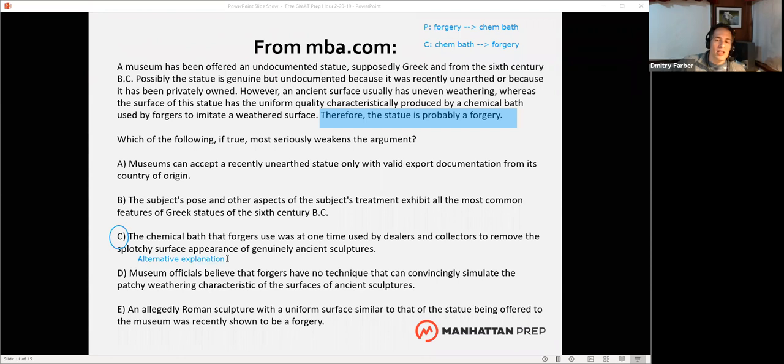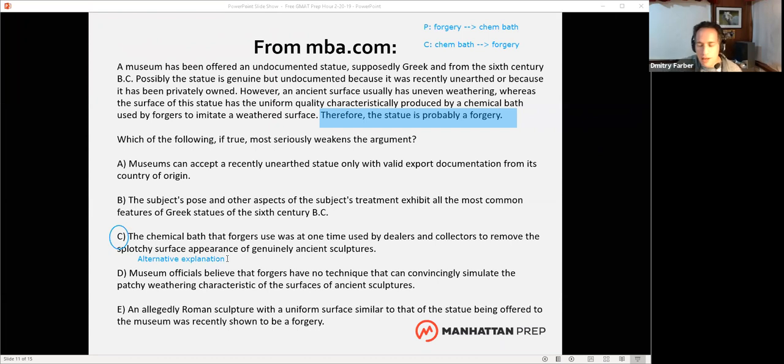C, notice, doesn't disprove that it's a forgery. It was one time used by dealers and collectors to remove the splotchy surface, but that doesn't mean that's what happened here. It could still be a forgery. It might even still be really likely, but it weakens the argument. It makes it look less likely. It helps us understand why it can't be inferred.